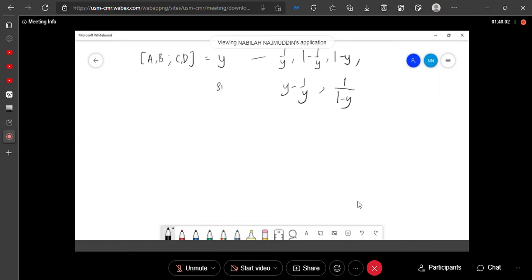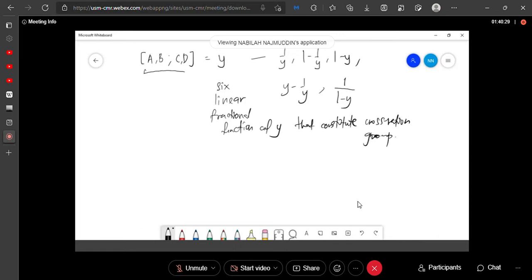These 6 are the 6 linear fractional functions of y that constitute the cross ratio group. Meaning from this permutation of 4 points, we can have the 6 linear fractional functions. So because A, B, C, D equals y.